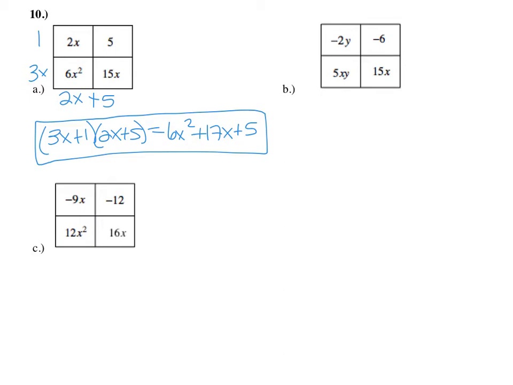For letter B, negative 2y and negative 6 are both divisible by negative 2. 5xy and 15x are both divisible by 5x. Negative 2y and 5xy both have a y in common. Negative 6 and 15x both divisible by 3. So we have y plus 3 times 5x minus 2 equals 5xy plus 15x minus 2y minus 6.